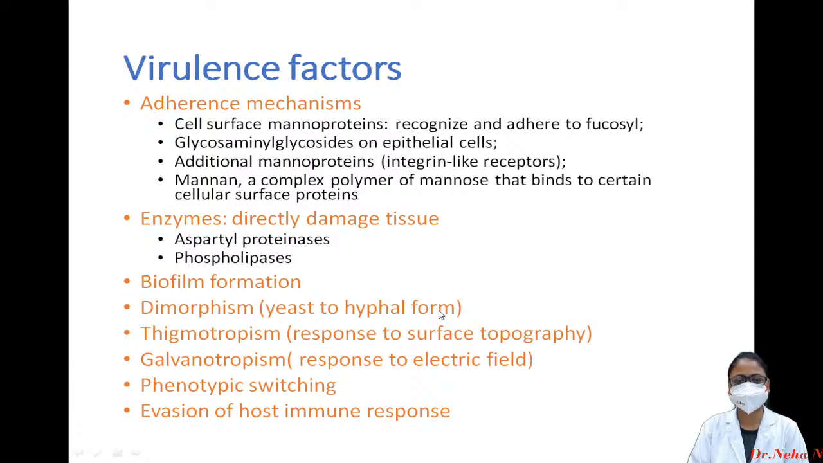Now coming to the virulence factors. The first factor is the expression of certain adherence mechanisms, namely the adhesins. Examples of adhesins include cell surface mannoproteins, glycosaminoglycans, additional mannoproteins which attach to the integrins, and fourthly the mannan, which is a complex polymer of mannose that binds to certain cellular surface proteins.